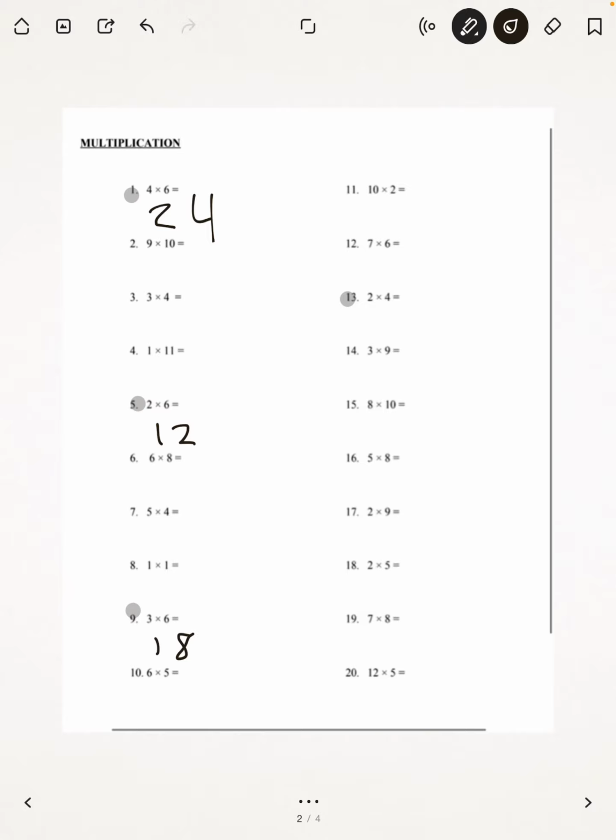2 times 4 basically means 4 plus 4, or 2 plus 2 plus 2 plus 2, and if you do that, you equal 8.